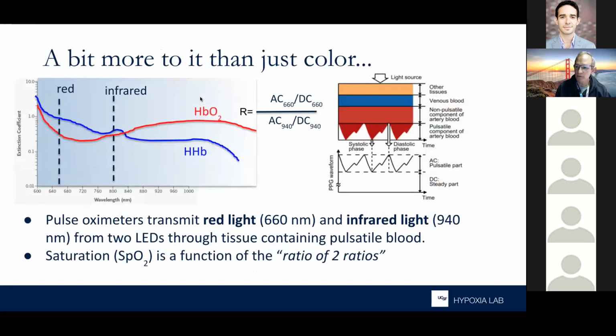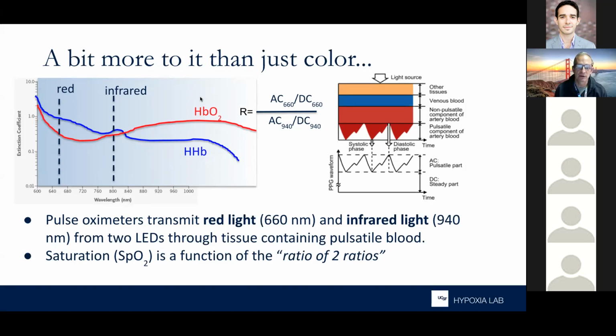Well, it's a little bit more complicated than just measuring the color. Dr. Aoyagi's innovation that transformed the non-invasive measurement of oxygen bound to hemoglobin was the concept that you could use the signal from pulsatile blood and non-pulsatile blood to create an index which would be related to the oxygen that's bound to hemoglobin. The basis for this is that the light absorption by oxyhemoglobin is different than reduced hemoglobin.